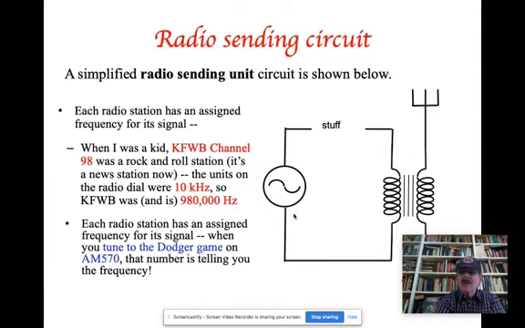Ms. Dunham, who is the other physics teacher at my school, is very much into the Dodgers. Apparently the Dodgers transmit at 570, a frequency of 570,000 cycles per second, because her radio has units of kilohertz, not 10 kilohertz, but whatever, minor point.